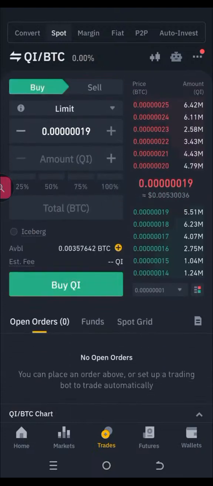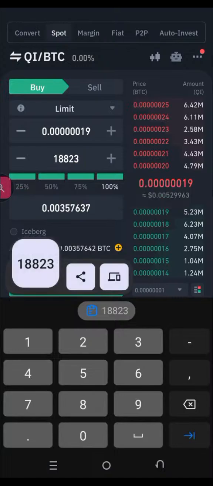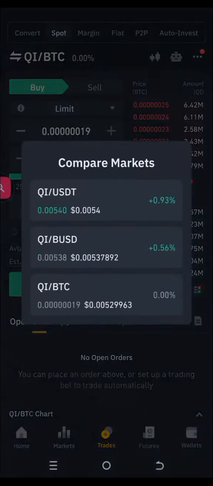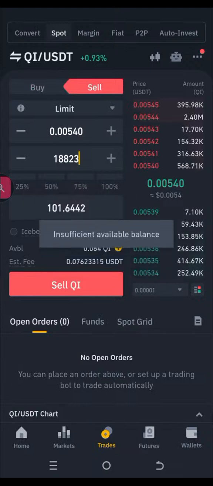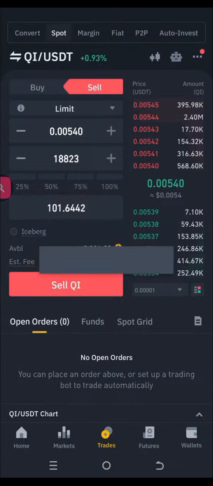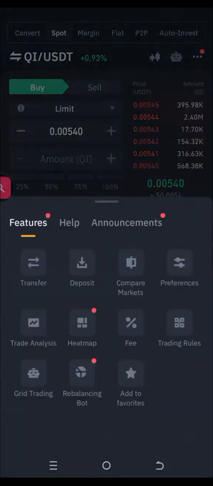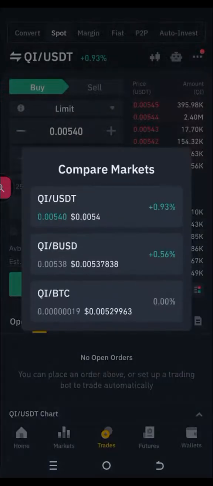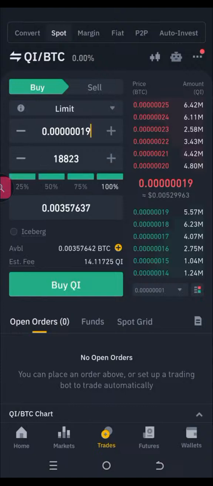Let's buy and see how much we can get. What we have is 357637. So this is the amount we're going to get. Let's copy that, then go to compare markets and click on the USDT. If I try to sell, what would I get? Let's see what profit I make. Okay, same amount, 1.6%. That's $1.64. So let's go with this and try to see whether if we buy QI BTC, we will be able to make this.